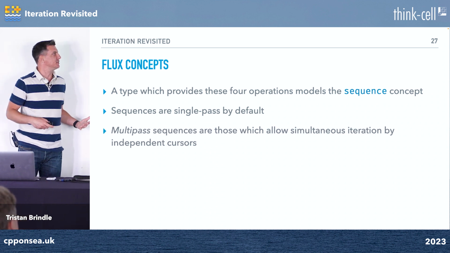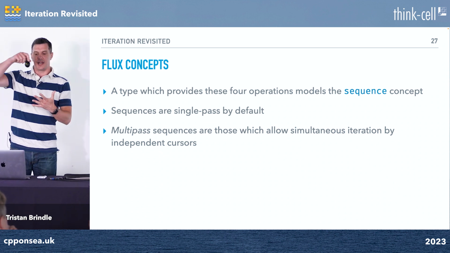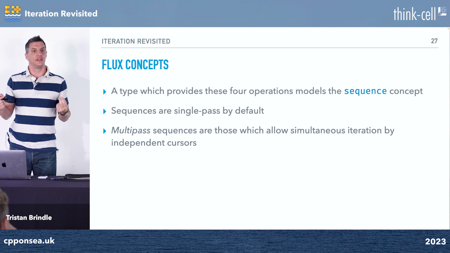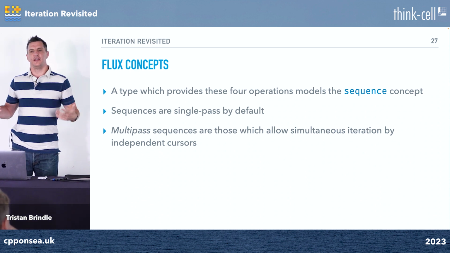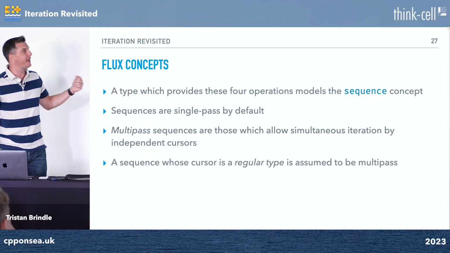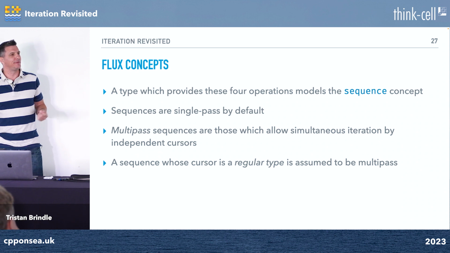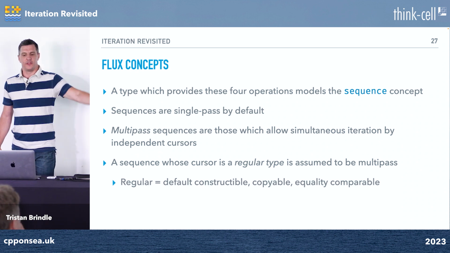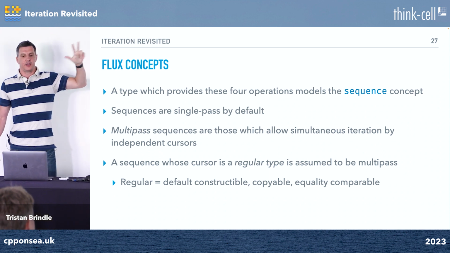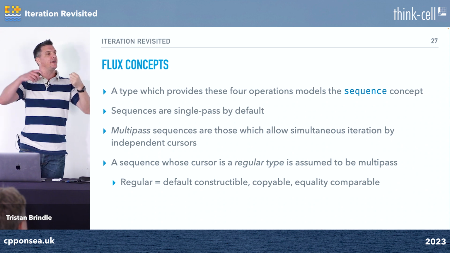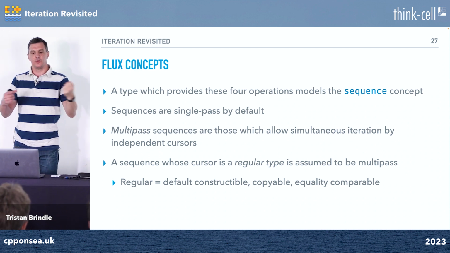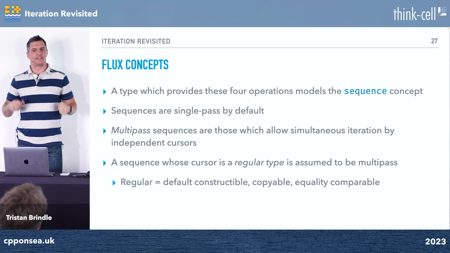Of course, we also have multi-pass sequences. Multi-pass sequences are those which allow for simultaneous iteration by multiple cursors. These are the equivalent of forward ranges in the STL. So this allows you to write another class of algorithms with multi-pass sequences. Multi-pass sequences require that their cursors are regular types. And a regular type, if you are not familiar with it, is one that is default constructible, copyable, and equality comparable. So multi-pass sequences require cursors to be regular types, and so we can always copy the cursor for a multi-pass sequence. We can always save where we are while we're iterating. And we can also compare them for equality. We can say, do these two cursors represent the same position in a sequence?